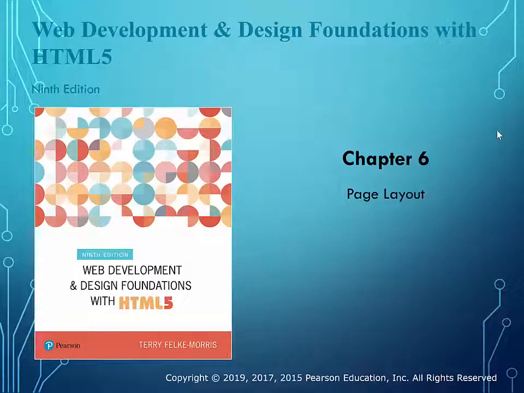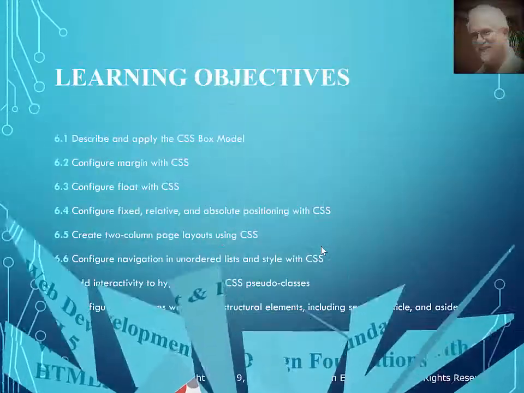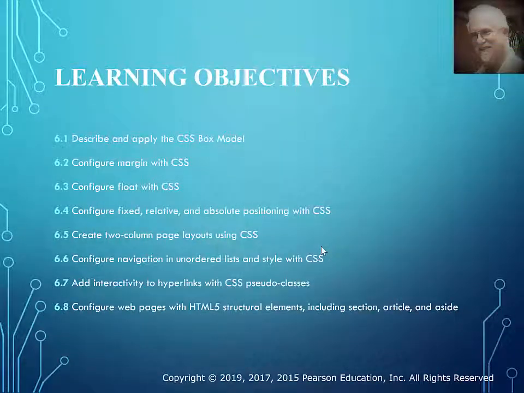This is Chapter 6 on page layout from the Web Development and Design Foundations with HTML5 text. This is kind of a cool chapter. It really deals a lot with what we're trying to get at with web development design. So, what should you be able to do by the end of this chapter? You should be able to describe and apply the CSS box model. I mentioned this a little bit before. This is critical.